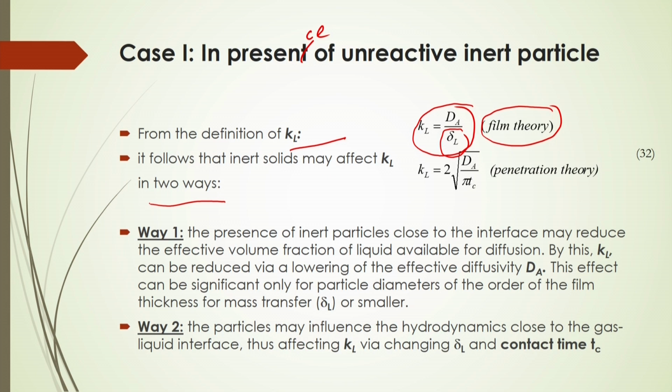This effect can be significant only for particle diameters of the order of the film thickness for mass transfer, delta L, or even smaller. So in this way you can calculate the individual mass transfer coefficient by film theory. Otherwise, penetration theory can also be applied to calculate the individual mass transfer coefficient by equation 32, where kL is equal to 2 into root over dA by pi tC.